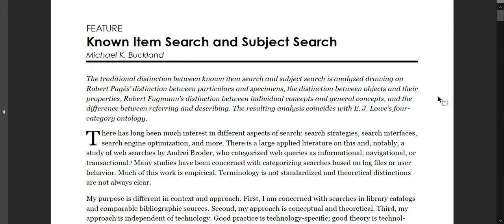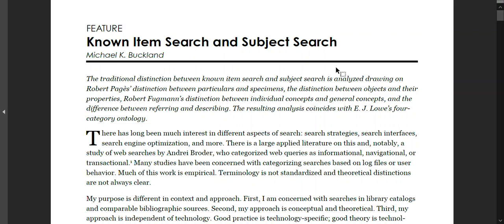The traditional distinction between known item search and subject search is analyzed drawing on Robert Paget's distinction between particulars and specimens, the distinction between objects and their properties, Robert Fugman's distinction between individual concepts and general concepts, and the difference between referring and describing. The resulting analysis coincides with E.J. Lowe's four-category ontology. So this is some nice intellectual stimulation for those of you that do too much hands-on stuff.